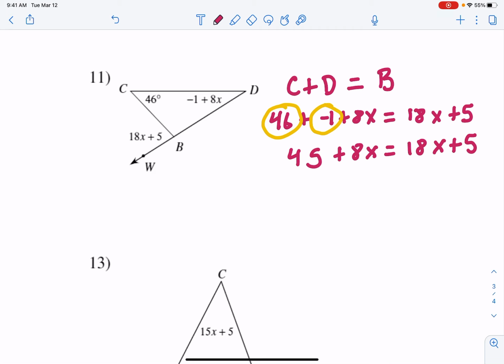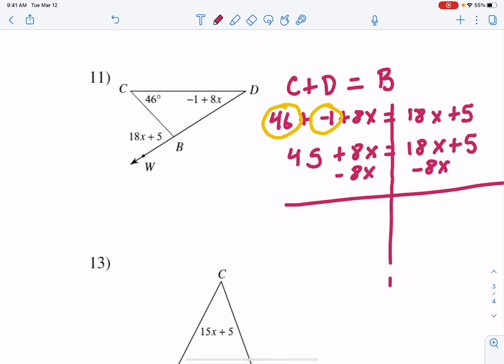So then we're going to start by subtracting the smaller x value. So 8x and 18x are my x values on both the left and the right side. We're going to start by subtracting the smaller one from both sides, and that will maintain positive numbers. So I'm going to subtract 8x from both sides. And when I say both sides, I mean both sides of the equal sign, right? So I'm going to draw a line down here to kind of remind us where that equal sign is.